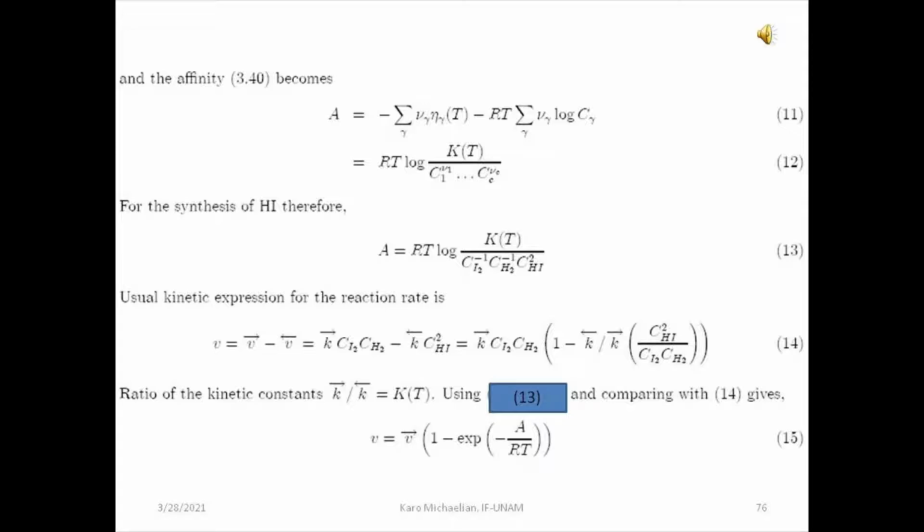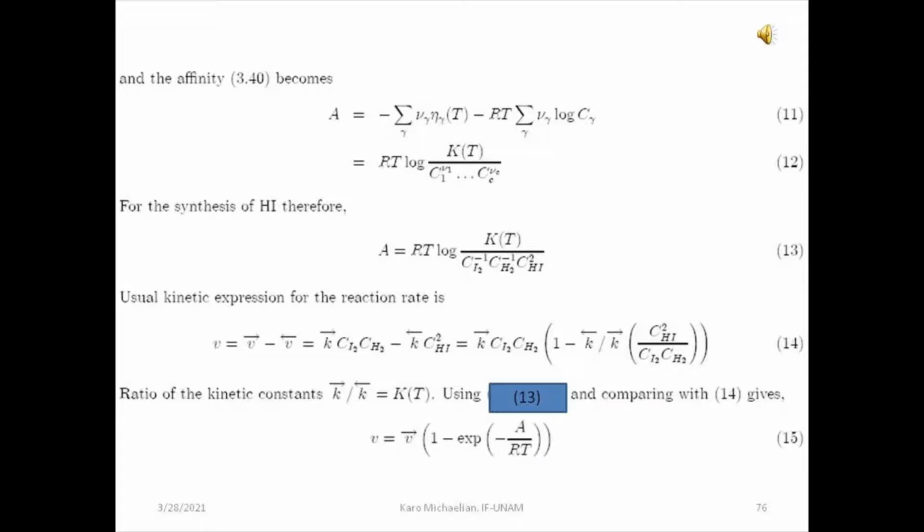If we now substitute equation 10 for the equilibrium constant as a function of temperature, K at T, into equation 11, we get that the affinity is equal to the universal gas constant R times the temperature times the logarithm of the equilibrium constant as a function of temperature over the molar concentrations of all the components in the system, raised to their stoichiometric coefficients.